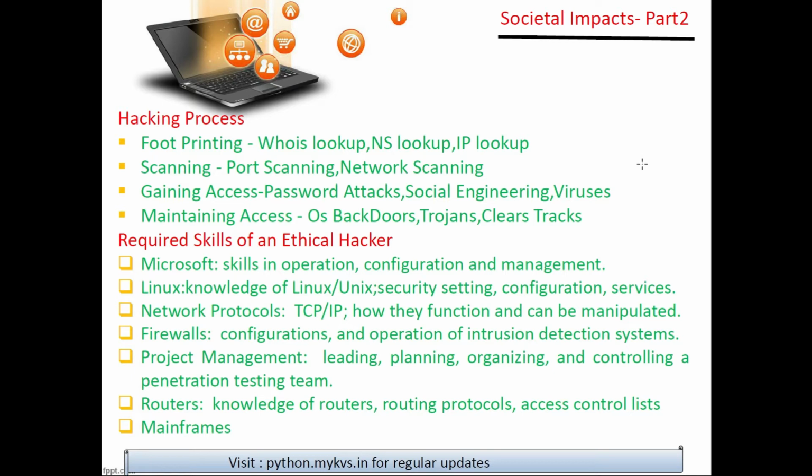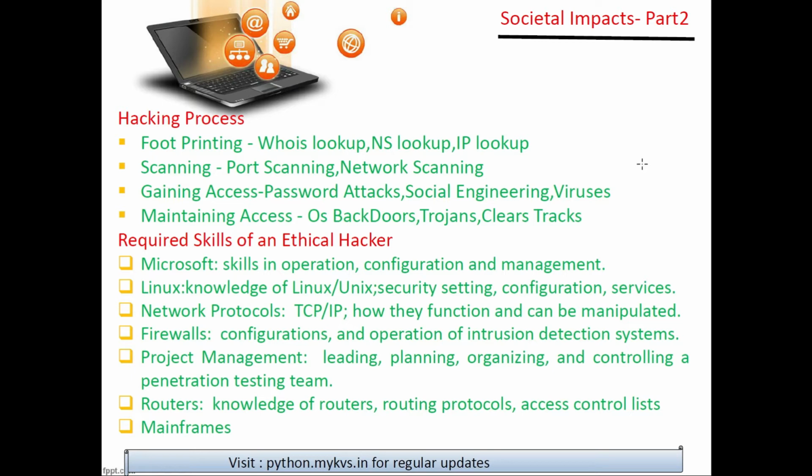Clear tracks are also there. Clearing the tracks means that if any firewall is functioning, they just disable the firewall and other different defending tools that may safeguard the machine. Those things may be disabled, and they can make their track in order to invade the system. These are the different hacking processes that are very popular nowadays.